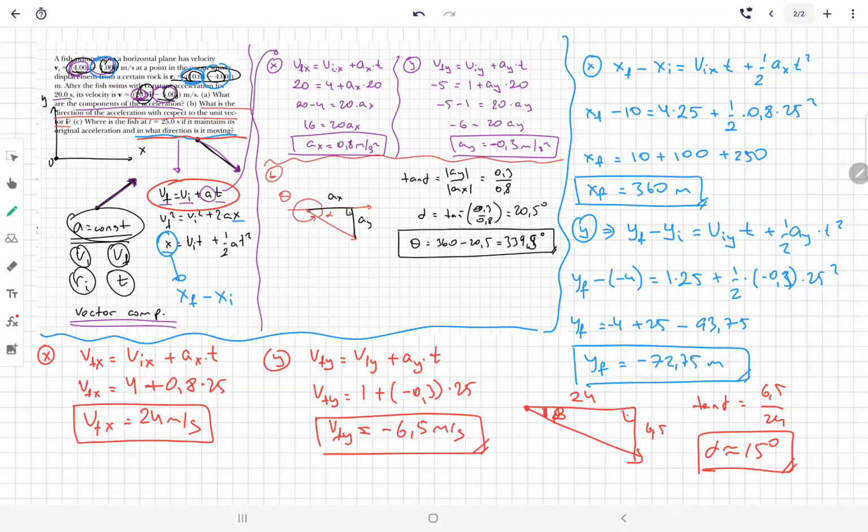So now let's try to check it. Is it possible? Is it correct? So we know that after 20 seconds it will be moving in this direction. So after 25 seconds, likely it will be still moving in this direction, approximately right and downward. So we have a same answer, similar answer, I mean same direction. So I think we did it correct.